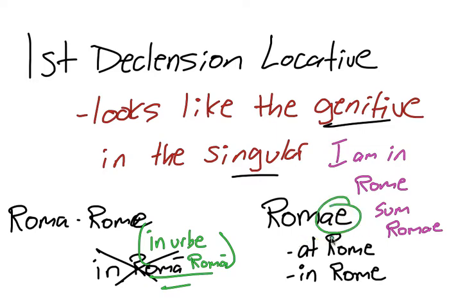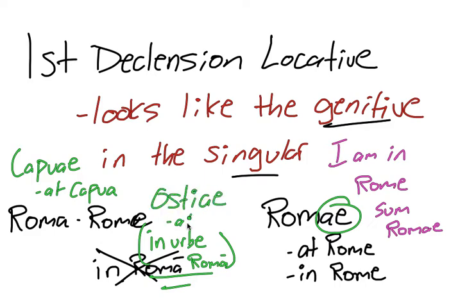So this will work for any city that ends in an A that's first declension singular. And there are lots of examples of these in your book in chapter 18, so I'll just give you a few. So for instance, Capua. If you said Capuae, that would be at Capua. Or Ostia, Ostiae, at Ostia. Okay. And so if you want to form the locative of a first declension noun, and it's singular, then you just make it look like the genitive singular.